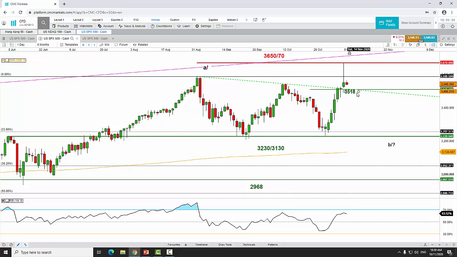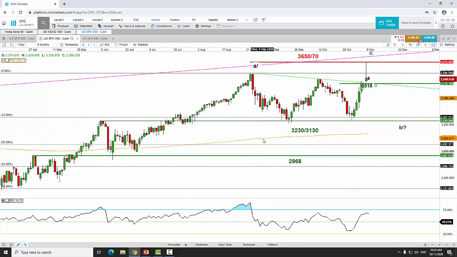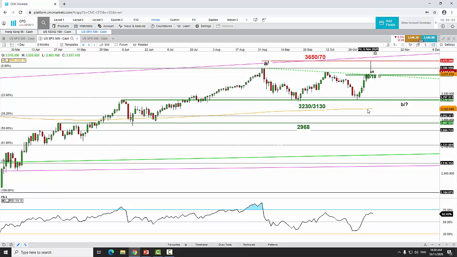If you start to have a daily close below 3518, there's a risk of the S&P 500 shaping a further push down to retest this October and September range support at 3230/3130, which is also a confluence with the 200-day moving average.